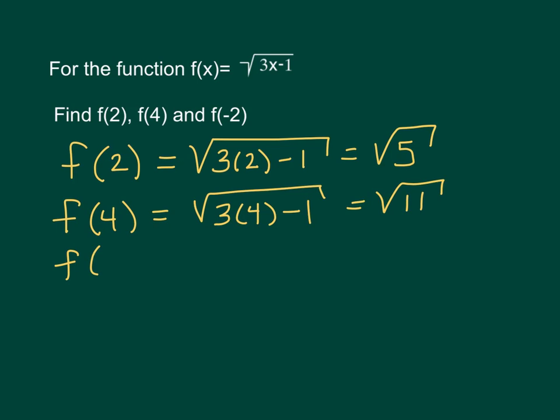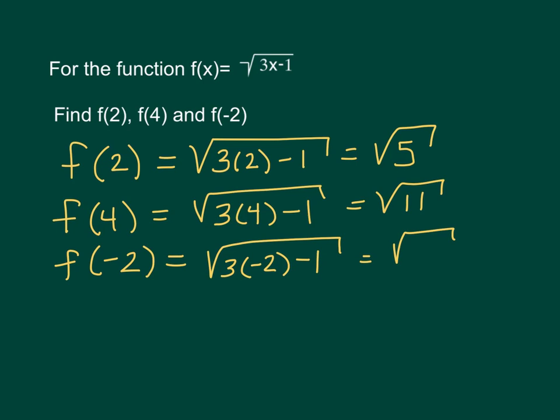And the last one is f of negative 2. 3 times negative 2 minus 1 is the square root of negative 7. And this one here is not real. This one's not a real number.